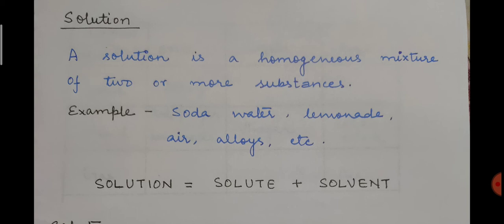Examples are soda water, lemonade, air, alloys, etc. Now soda water and lemonade are examples of liquid solutions because they exist in liquid state. Air is an example of gaseous solution because air is in gaseous state, whereas alloys are examples of solid solution because they exist in solid state.